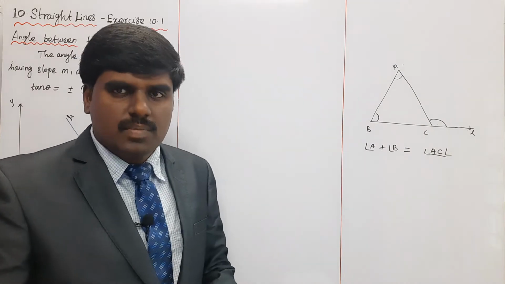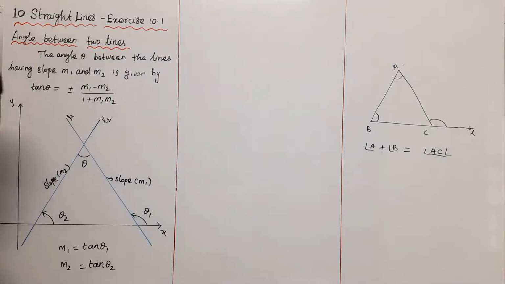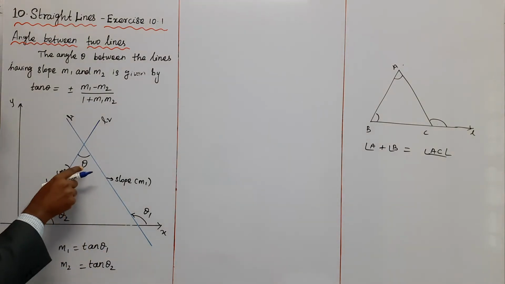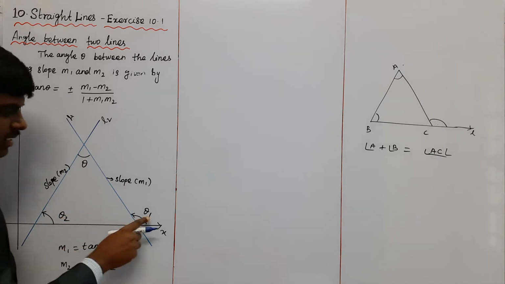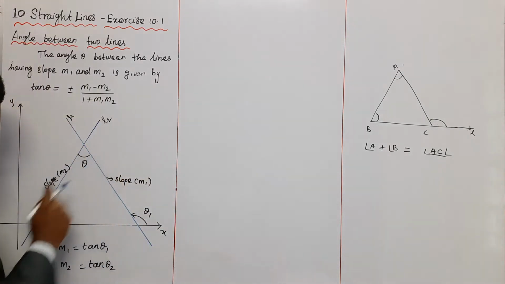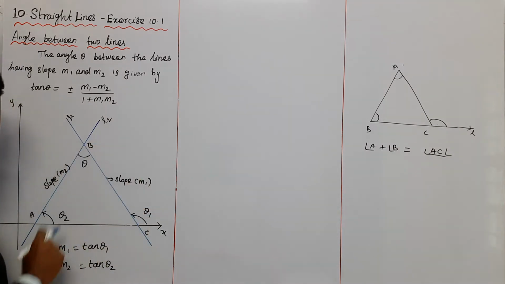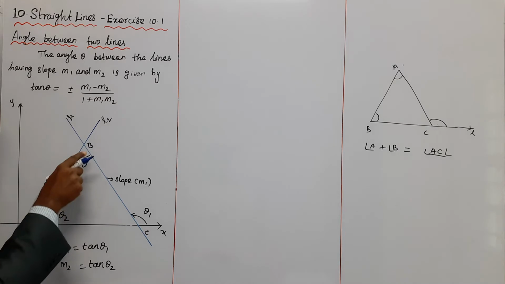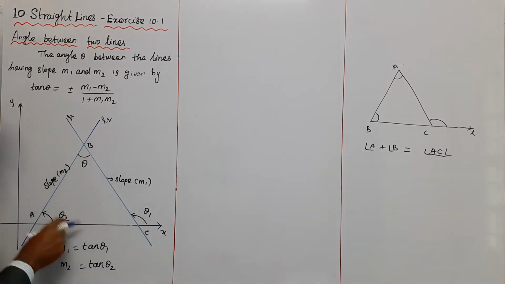This is a previous topic, studied in 9th standard. The same result I can apply here. The sum of the interior angles is theta plus theta 2, and the exterior angle is theta 1. I choose a triangle with vertices A, B, C, the intersection point. Here the exterior angle is theta 1, equal to the sum of the two interior angles.